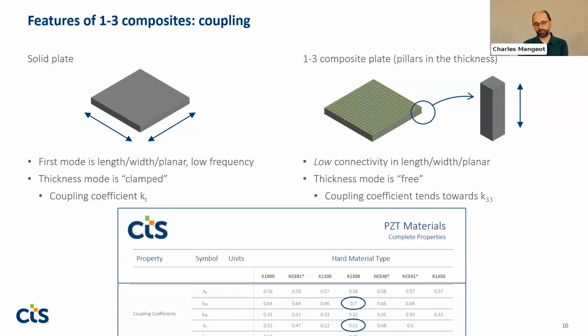Whereas if you look at a 1-3 composite, each piece of ceramic is somewhat disconnected from the others. So the transmission of the wave in the X and Y direction is highly damped. If we push that to the extreme, the pillars are almost free. And in that case, if you have a linear structure that is freely vibrating, then you have a coupling coefficient K33. And if you look at the data sheet here, you can see that for just a material that I picked here, there is a big difference in terms of coupling factor between KT and K33. So in the end, the composite plate will have a much higher coupling factor. And at the same time, we decouple the length, width, or planar modes.